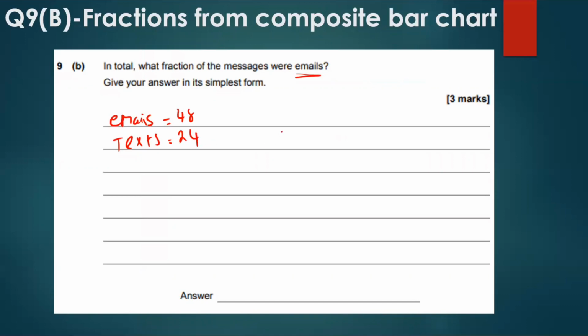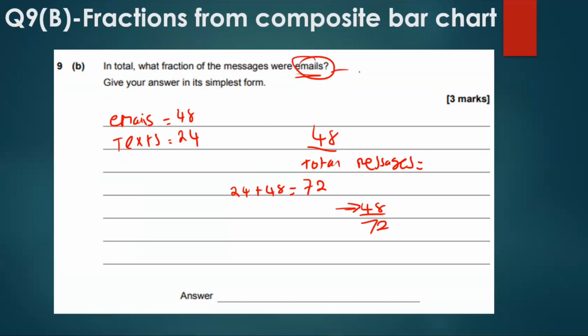So my fraction is going to be the number of emails, which is 48, over the total messages altogether. That's going to be 24 plus 48, which gives me 72. So my fraction is 48 over 72. Hope that makes sense. What I'm doing, guys, is taking the messages that are emails as a fraction over the total messages altogether, emails and texts. So I add up the total, and then I put 48 over it. And it says give it in its simplest form.